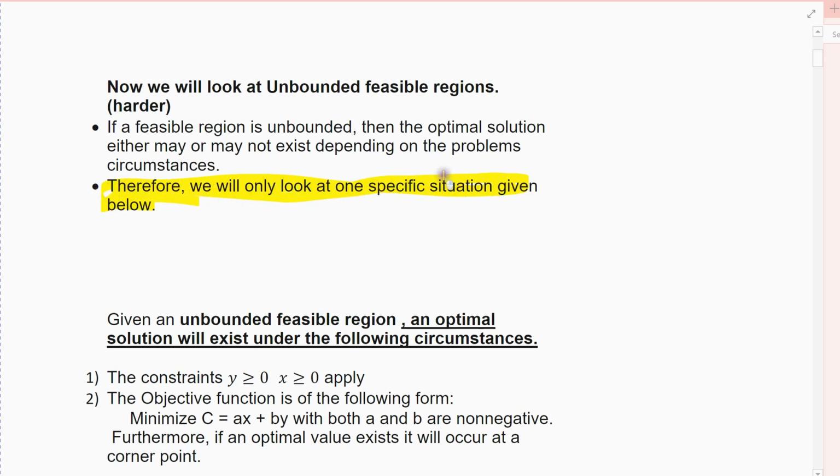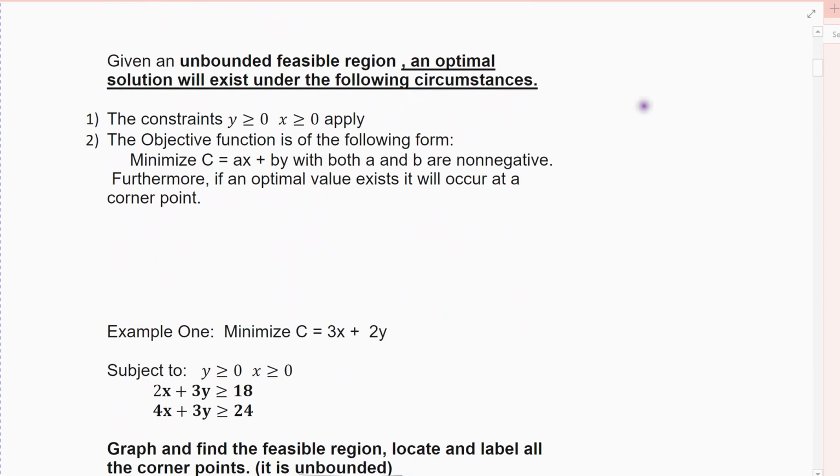That specific situation is, and this is the only situation we'll give you, where everything has to be positive. So my constraints have to include that x values are positive and y values are positive. It's only a minimum case I can find. I cannot find a maximum case. And everything in the minimum case has to be positive, so the x and y values are positive, and so are the numbers in front of the x and y values. That's the only one where I can use the previous theorem. The optimum value will exist and will occur at one of the corner points.